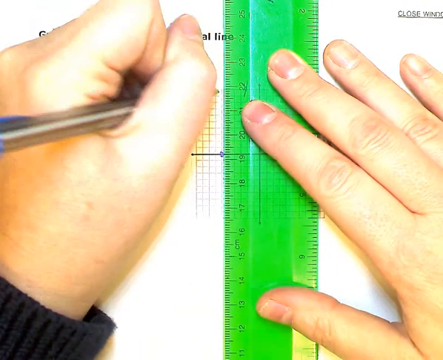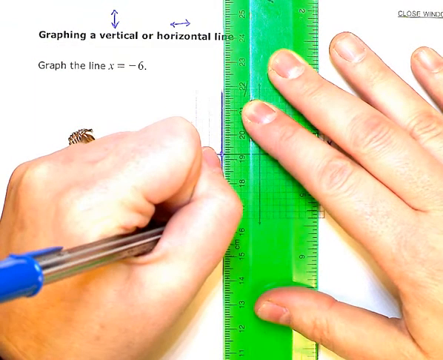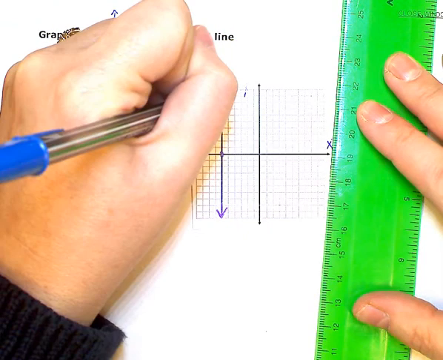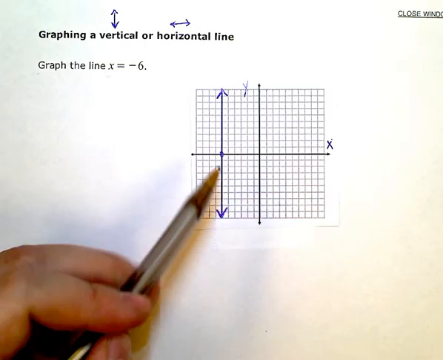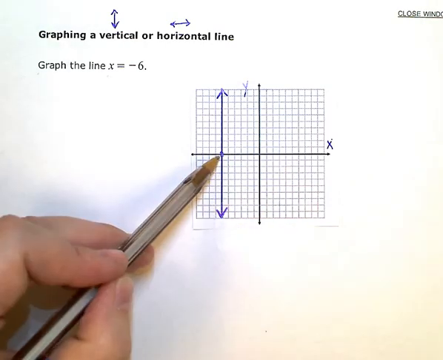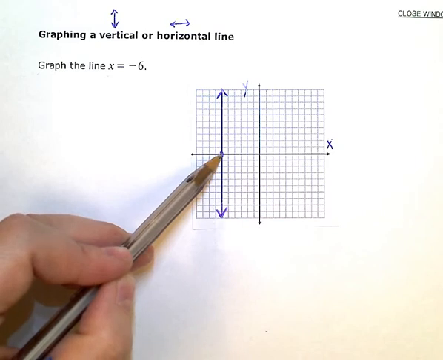I'm intercepting or crossing the x-axis only. This line does not touch the y-axis anywhere. It's parallel, in fact, to the y-axis, but I'm crossing the x-axis at -6.